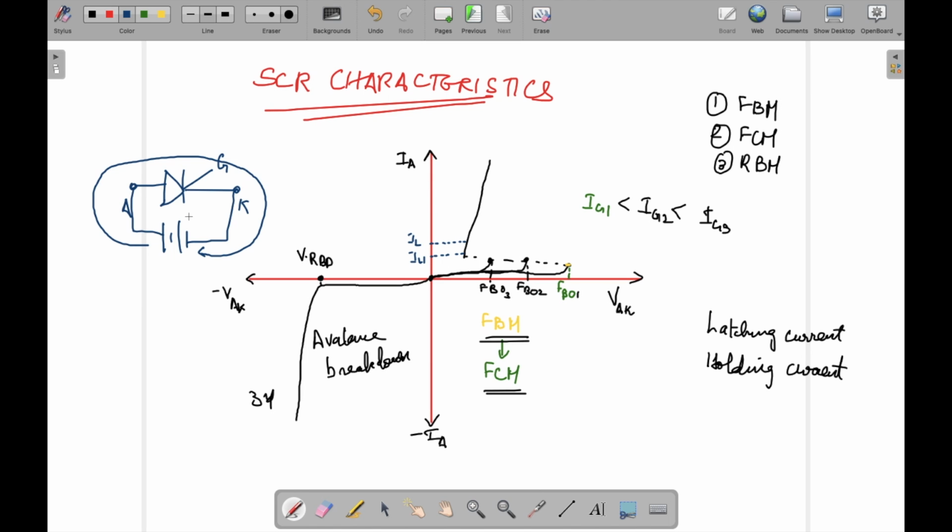Until that point, if I release the gate, the gate will be released and the conduction will stop. But once I reach the latching point, even if I release the gate, the conduction will not stop. The conduction happens inside the switch. So that is known as the latching point.